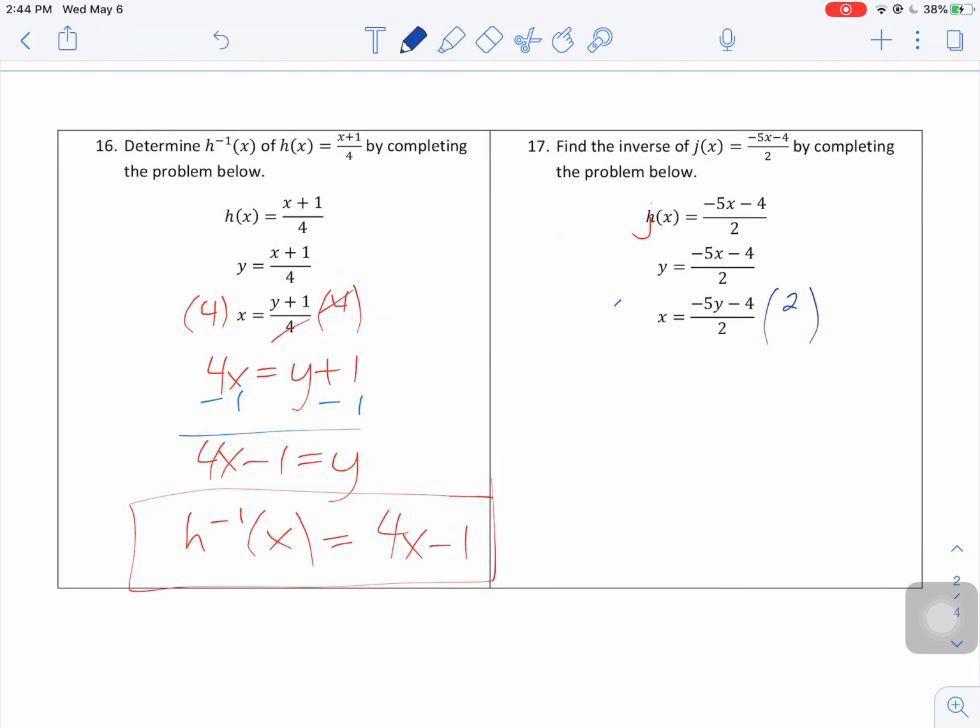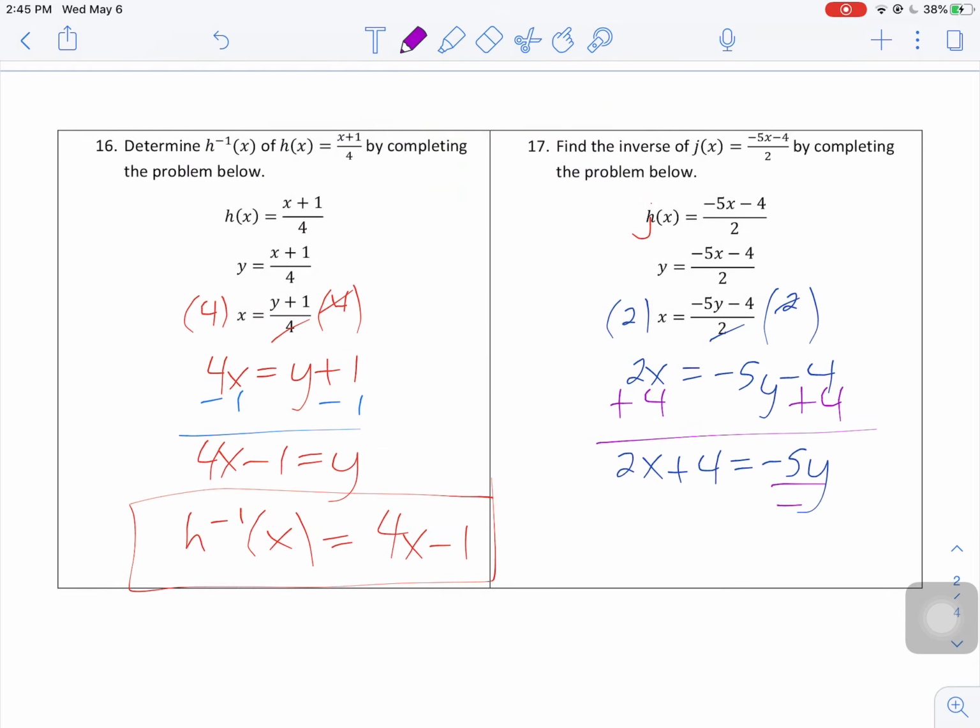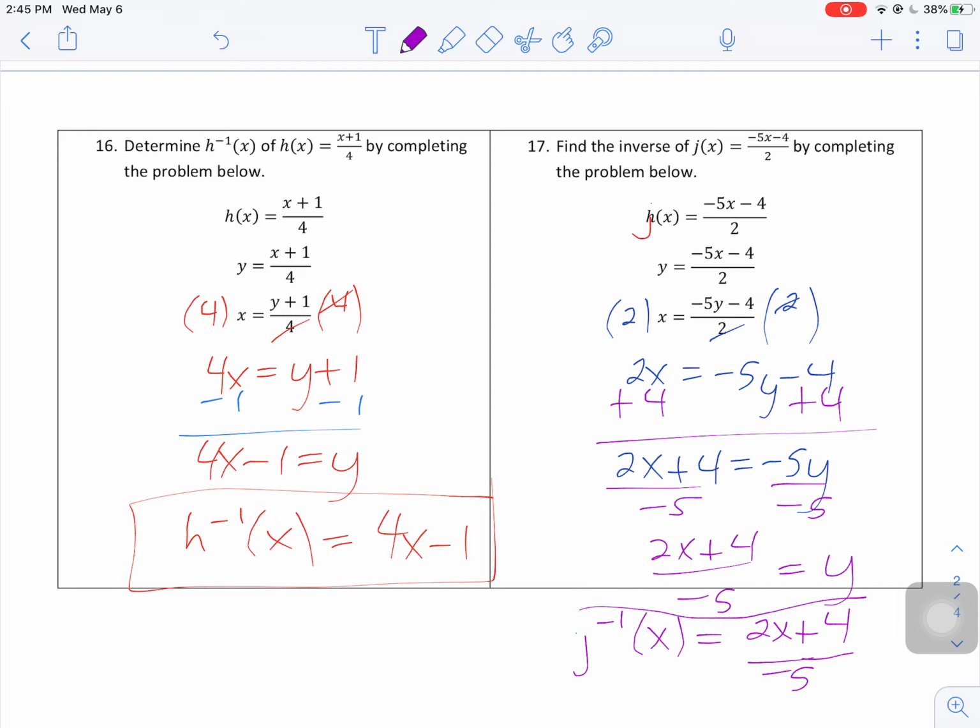So to get rid of that 2 in the denominator, I'm going to multiply both sides of the equation by 2. That cancels out the 2 in the bottom. Then I'm going to add 4 on both sides like that. 2x plus 4 equals negative 5y. And then divide by negative 5 to undo multiplication. So we get 2x plus 4 all over negative 5 equals y. Or again, if we're doing our fancy notation, j inverse x equals 2x plus 4 all over negative 5. And that would be our answer.